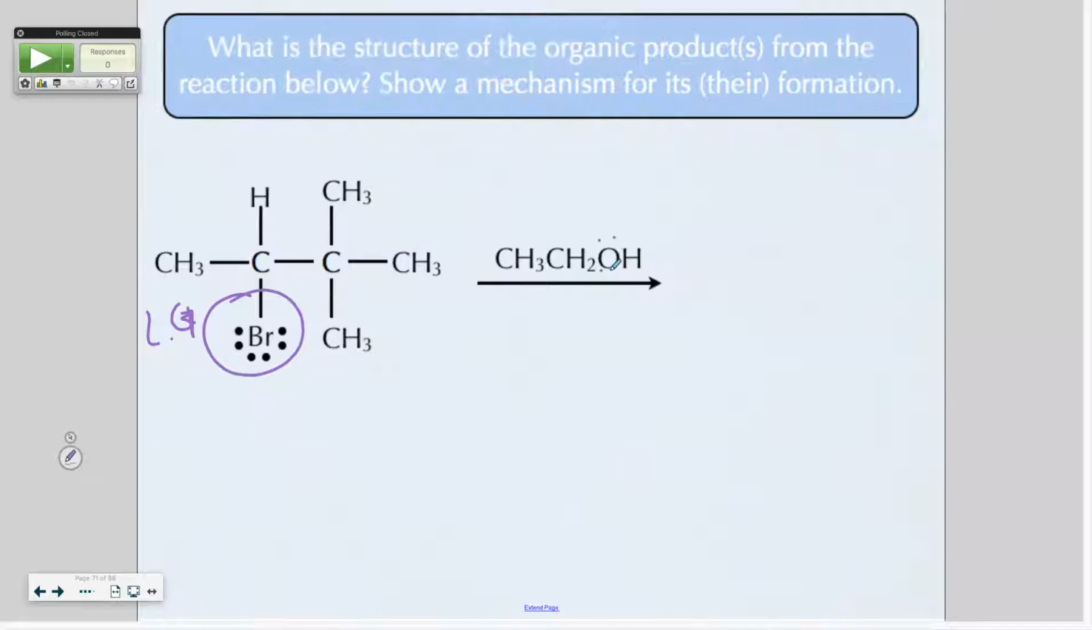It's the alcohol, right? The lone pair on the O. Okay, so what is going to end up replacing the bromine? Okay, so what do you want me to write? What you had. Yeah, what hasn't changed? What didn't change, okay?